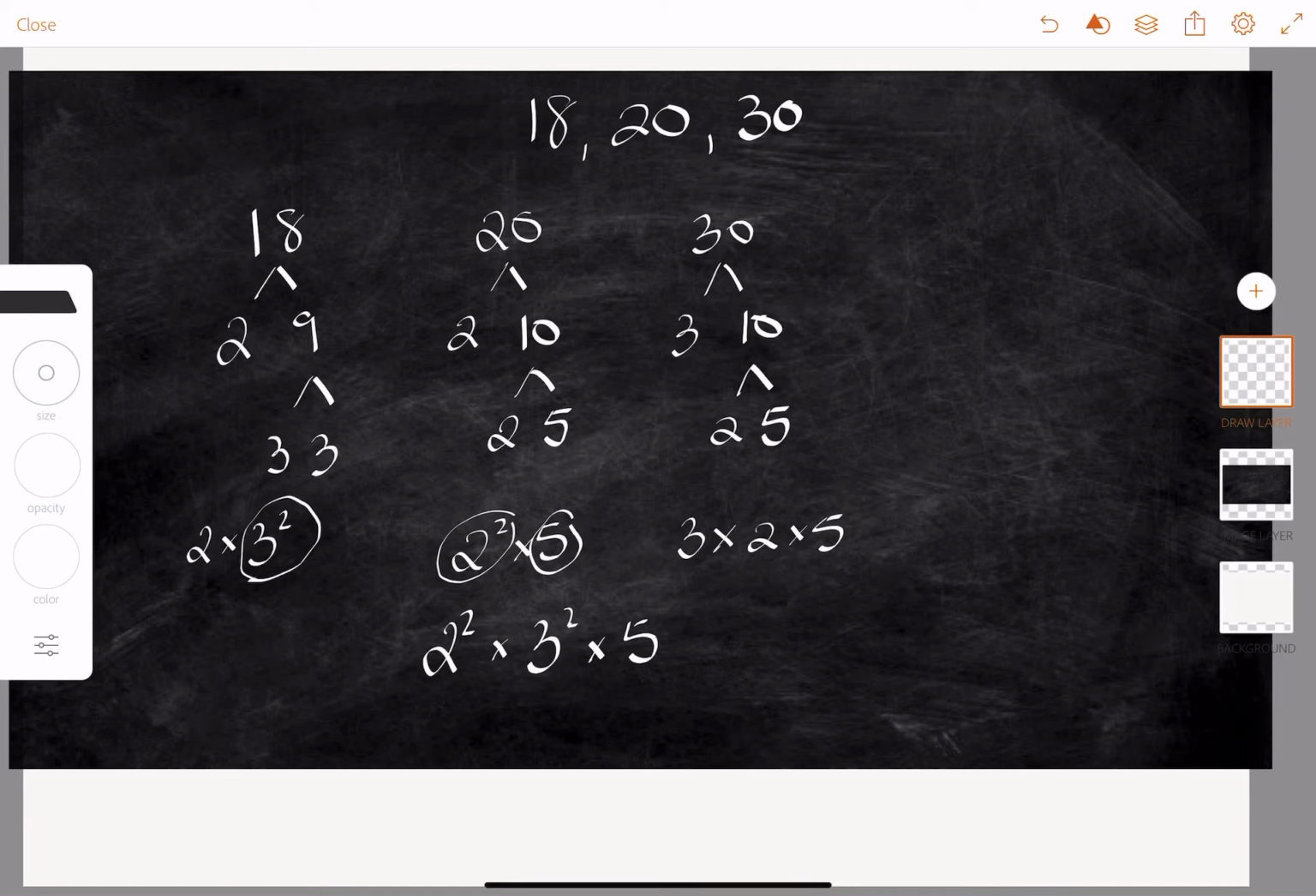So I get 2 squared is 4. 3 squared is 9. And then 4 times 9 is 36. And then 36 times 5 is the 180. So my LCM is 180. So those are the 2 different methods to find the lowest common multiple.